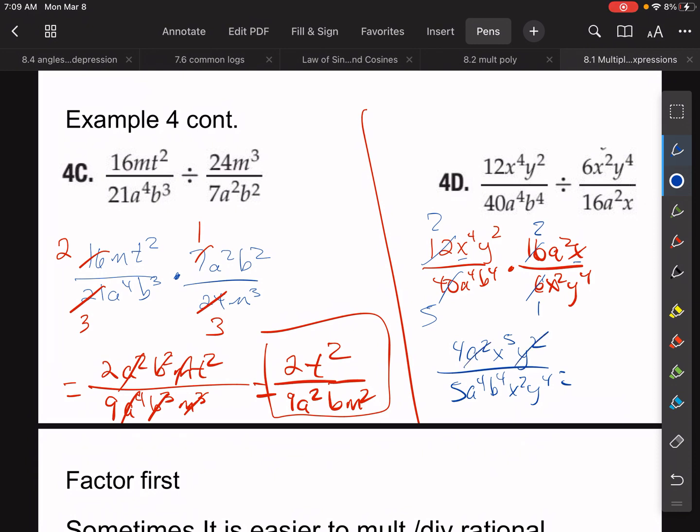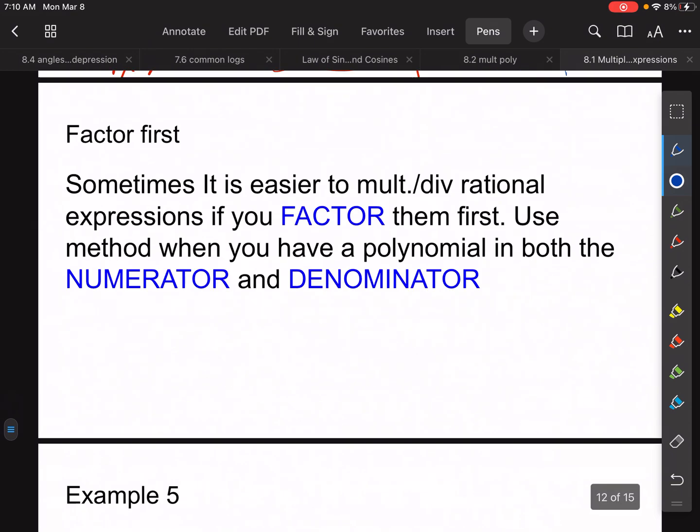Because, well, I guess I'll just do this. Okay, so we have 4/5, which stays the same. A squared here, because that simplifies. Then I have a b to the 4th down below, because there's nothing that cancels with that. And then I have x to the 3rd up top. And then I have y squared down below. All right, and that's my final answer for 4D.